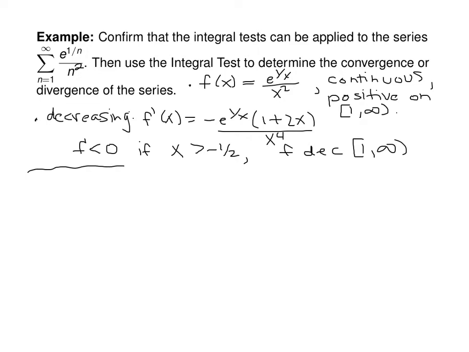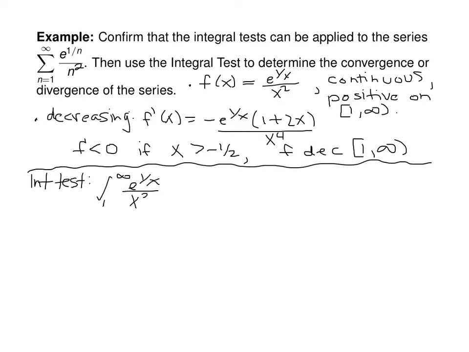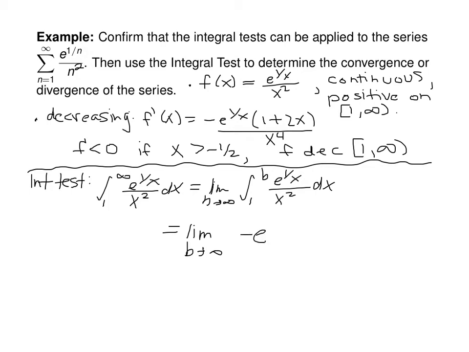So now let's apply the integral test. And we're going to find the integral from 1 to infinity, e to the 1 over x squared dx. Same thing as the limit as some b goes to infinity, the integral from 1 to b, e to the 1 over x squared dx. Now an antiderivative of e to the 1 over x squared is going to be negative e to the 1 over x.